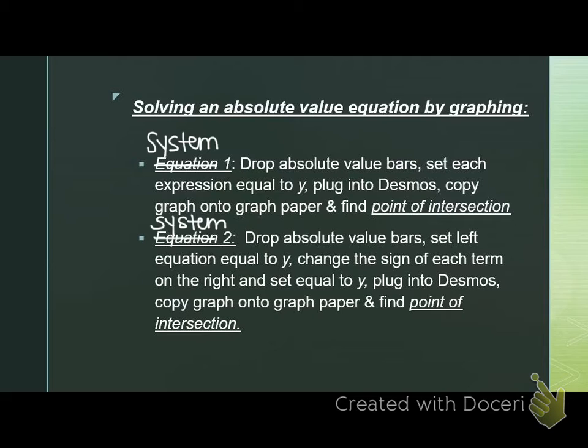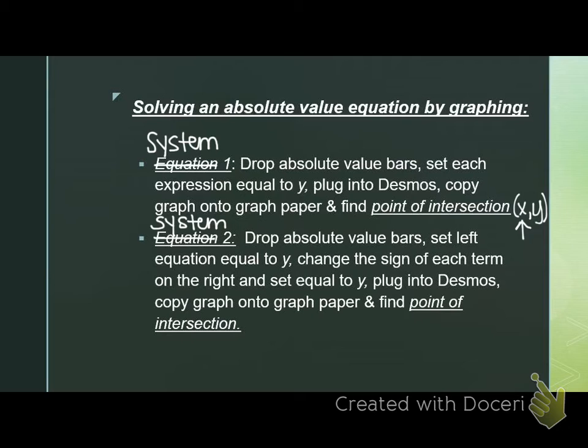We plug those equations into Desmos, we copy the graph onto the graph paper, and we find the point of intersection. Again, when we find that point of intersection, if the only variable in the original problem is an x, then our final answer is going to be that x value.